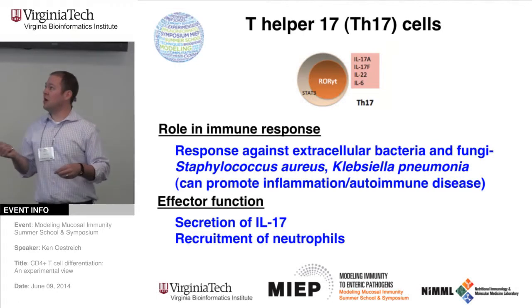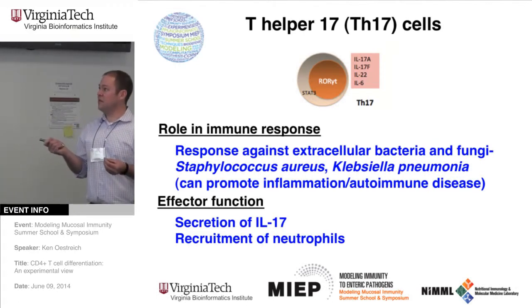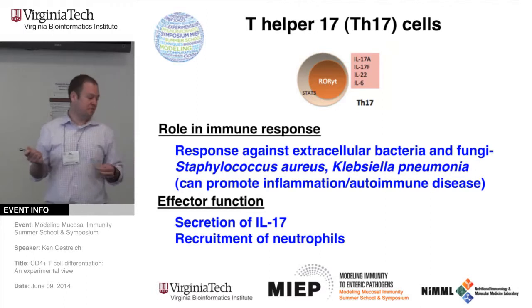Th17 cells, which I'm sure a lot of you have heard about, they've been the subject of intense scrutiny over the last few years in relationship to autoimmune disease, are responsible for responding against extracellular bacteria and fungi, including Staph aureus, Klebsiella pneumonia. They secrete IL-17, again, a very potent inflammatory cytokine. This also leads to the recruitment of neutrophils.